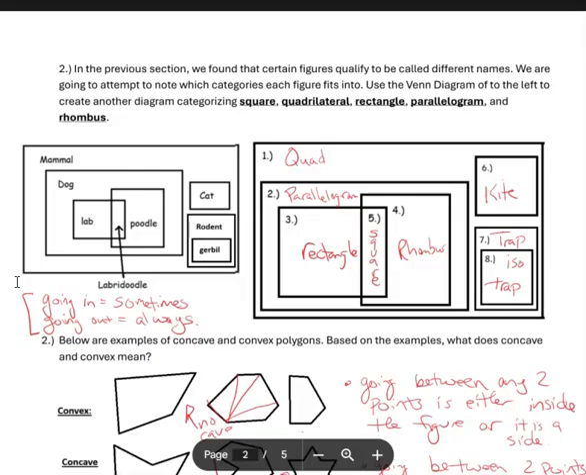On the right-hand side, if it has no parallel sides, then it's going to be called a kite. If it has one pair of parallel sides, it's a trap. And if it is a trap that has the other two sides that are going to be congruent, it's called an isotrap. Hopefully that made sense.